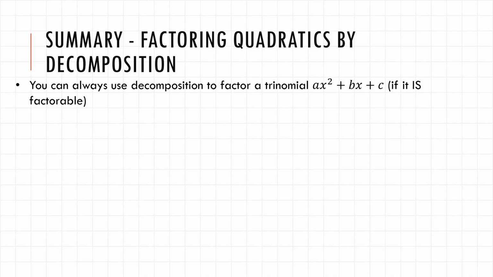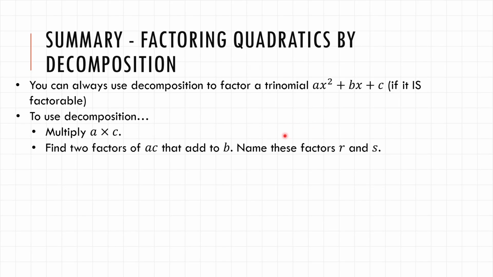Now, you can always use decomposition to factor a trinomial that looks like this if it is factorable, because not every trinomial actually even is factorable. And to use decomposition, here are the steps. First, you multiply a times c. Then you find two factors of that that add up to b. And you can name those factors r and s if you want.